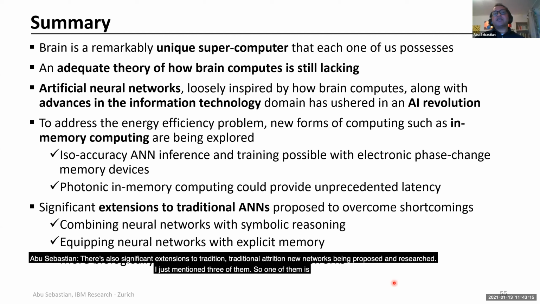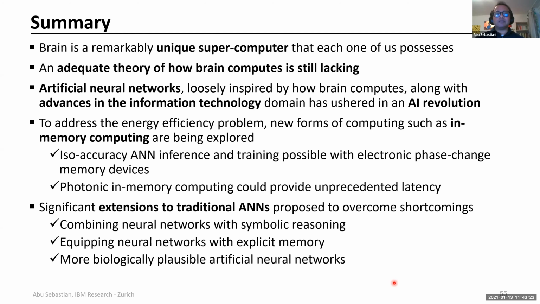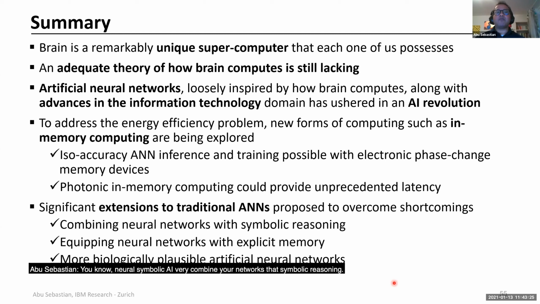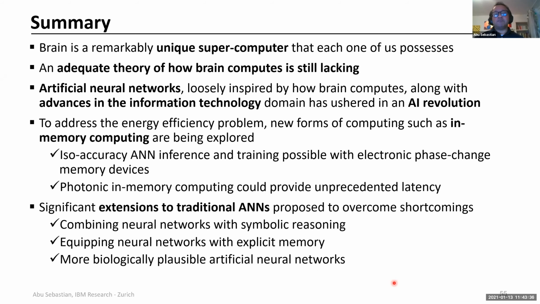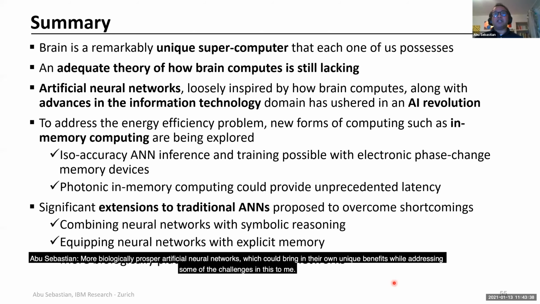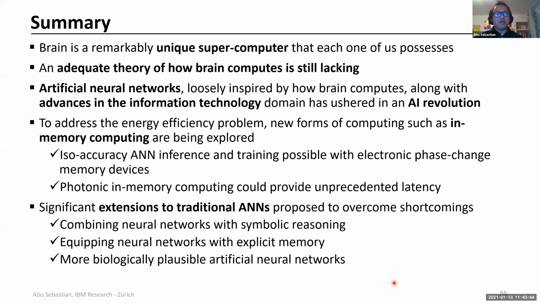There are also significant extensions to traditional artificial neural networks being proposed and researched. I just mentioned three of them. One of them is neurosymbolic AI, where you combine neural networks with symbolic reasoning. Then I talked briefly about neural networks with explicit memory, which I think is also a very fascinating research area. And finally, more biologically plausible artificial neural networks, which could bring in their own unique benefits while addressing some of the challenges in this domain.